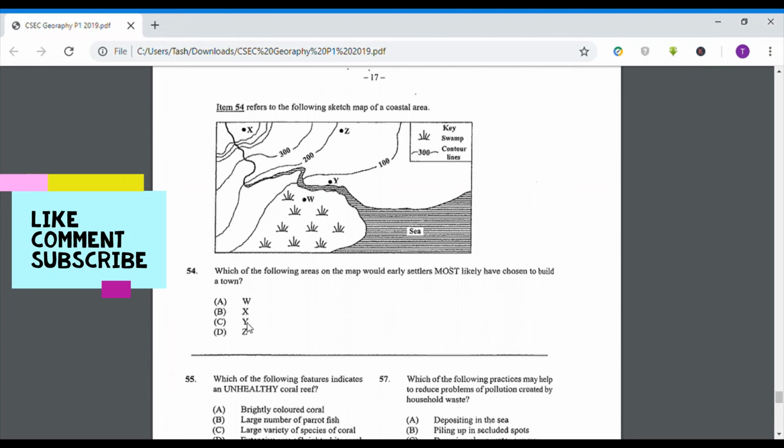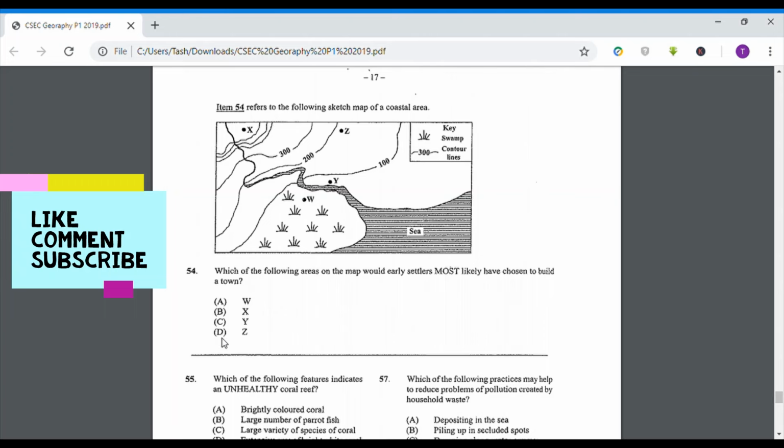For C, which is Y, early settlers would not have running water, so they would try to stay close to water that is available, also close to the sea where they have access to food, also close to flat land where it is easy for them to do some amount of building or constructing somewhere for them to live.